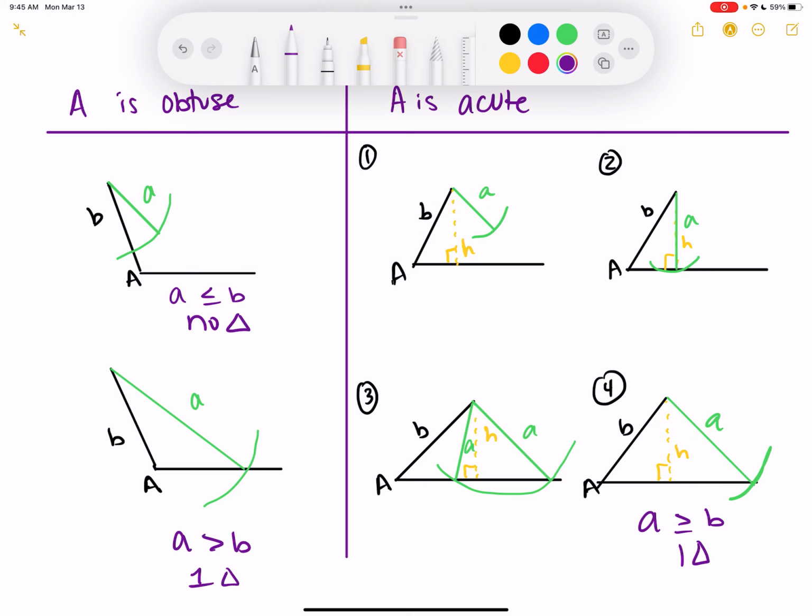So number 1 is the easiest one. We're comparing H and A. If H is greater than A, there is no triangle, because it doesn't ever intersect anywhere, so it can't make a triangle. Scenario 2, H and A are the same. If H is equal to A, there is one triangle. And then scenario 3, if H is less than A is less than B, we have 2 triangles.